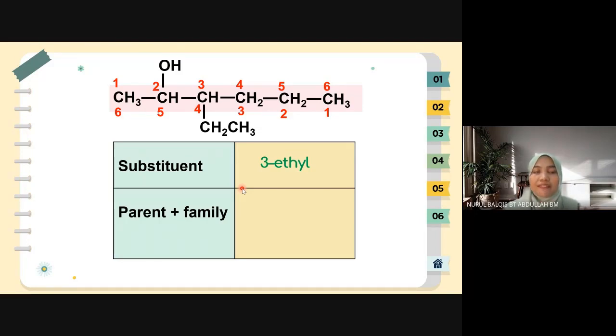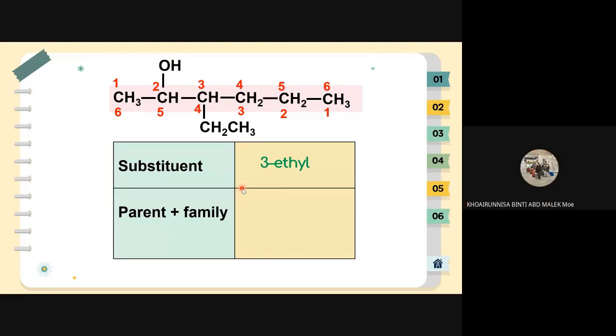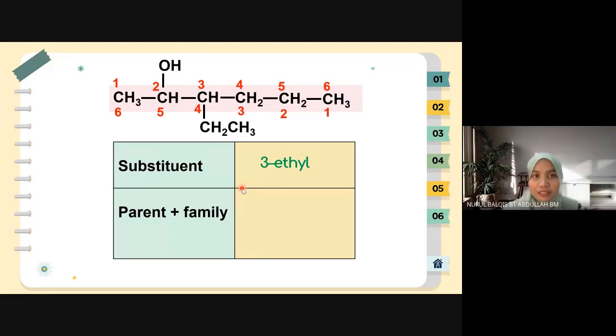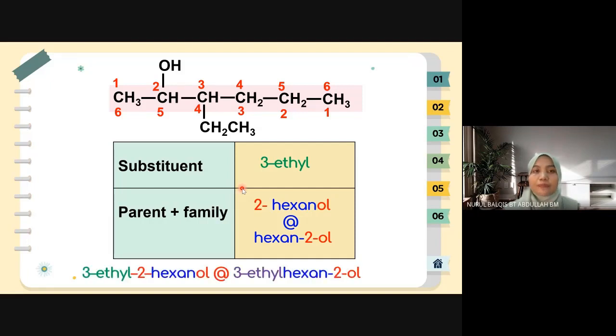your parent and family name? Hexanol. Hexanol, but the OH is located at which carbon? 2. So the name should be 2-hexanol, ataupun you can use hexan-2-ol. Okay, so 3-ethyl 2-hexanol. Right, itu sebab dah melibatkan classes lah.